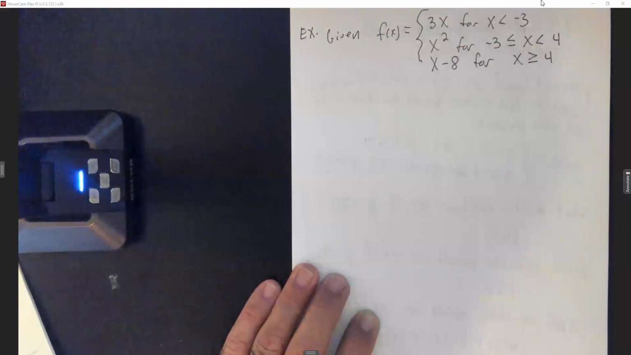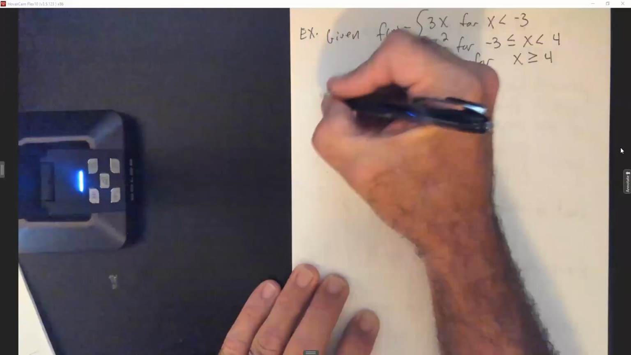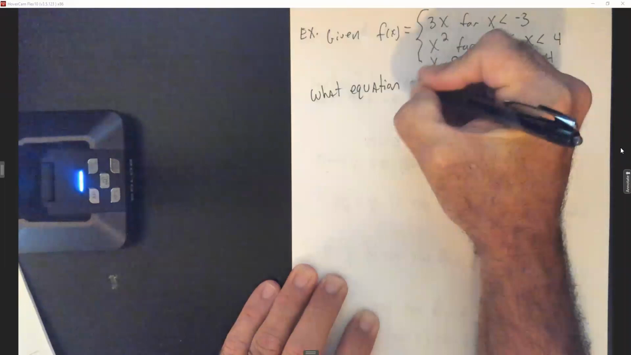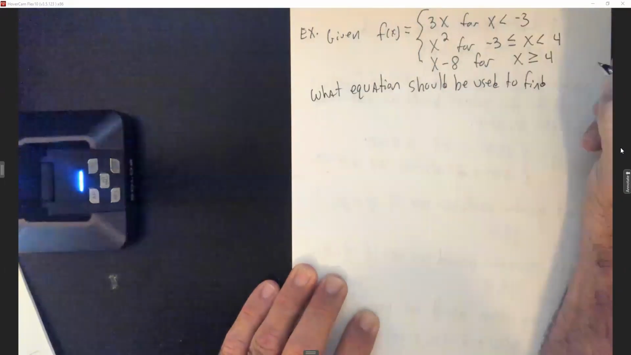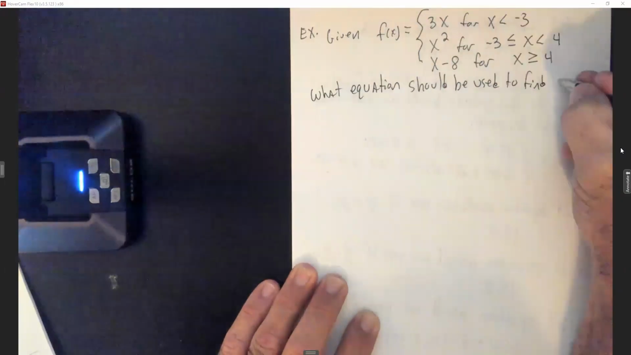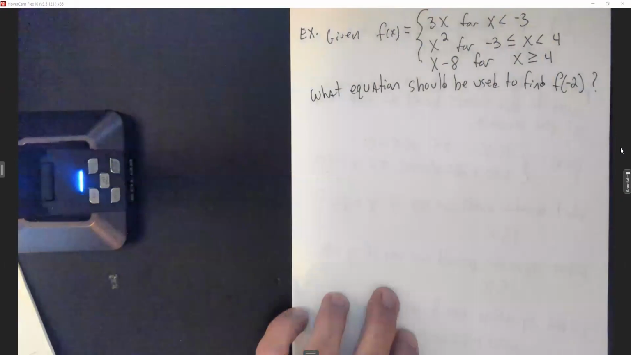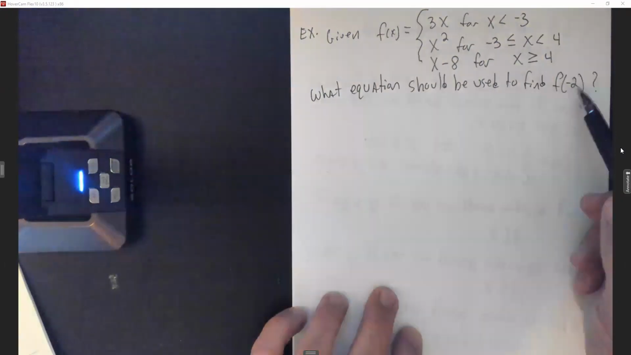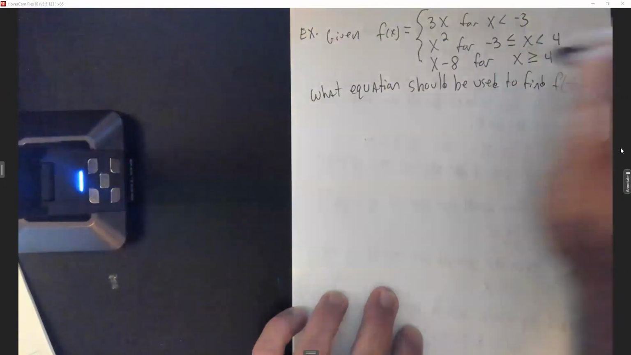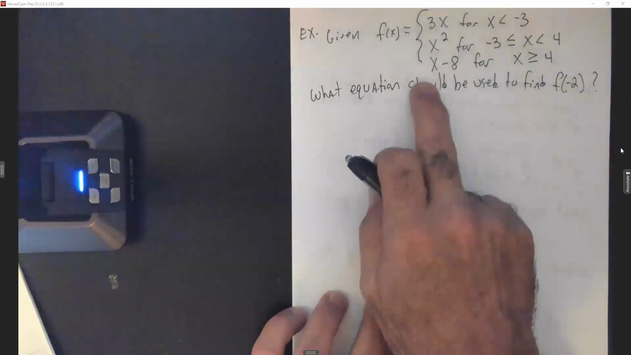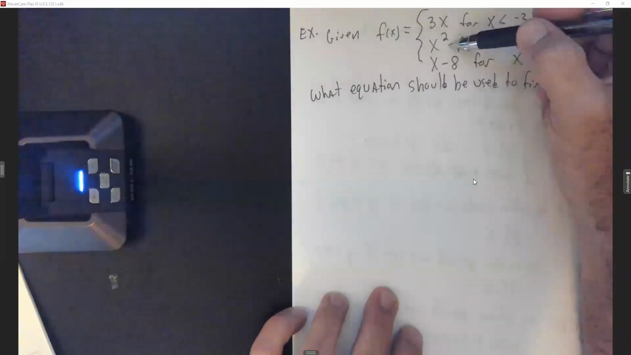So y'all, the question they're asking me on this, what equation should be used to find f of negative 2? So we got to figure out where negative 2 fits in this domain section. Once I know the domain it's going to fall into, I can pick the equation it's going to equal. It's going to equal either 3x, x squared, or the x minus 8.